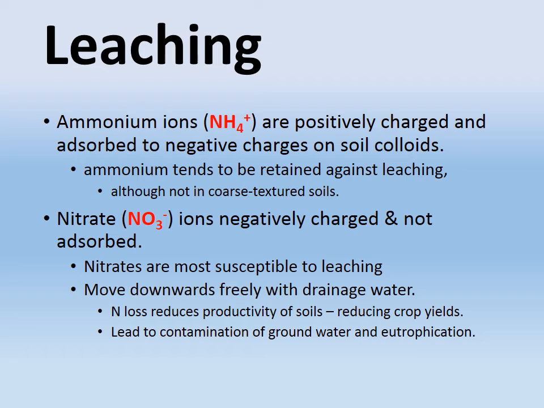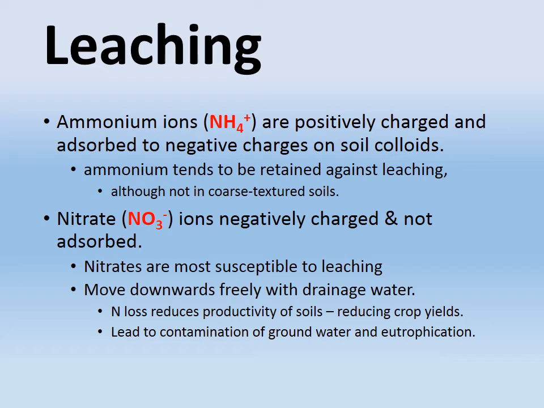So if nitrogen moves down the soil profile beyond the roots of your crops, it means that nitrogen is lost to your crops, and your crops can suffer from nitrogen deficiency and reduced productivity. Another net effect of leaching is contamination of groundwater. As water moves down the soil profile and gets into groundwater, that groundwater is going to be contaminated, and if there is too much nitrate in the water, it can be unusable for human consumption.